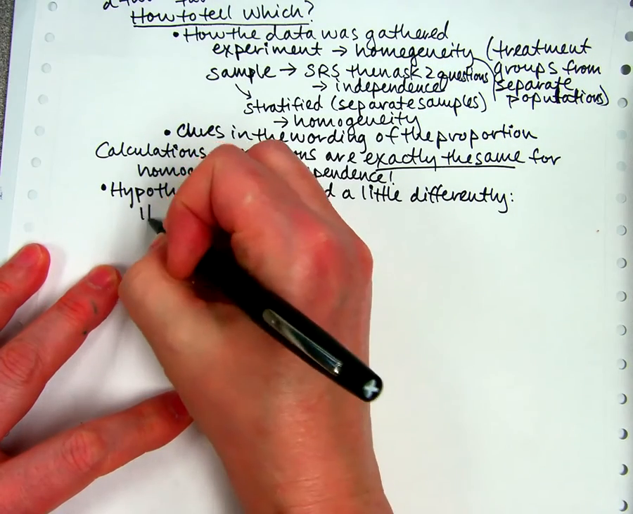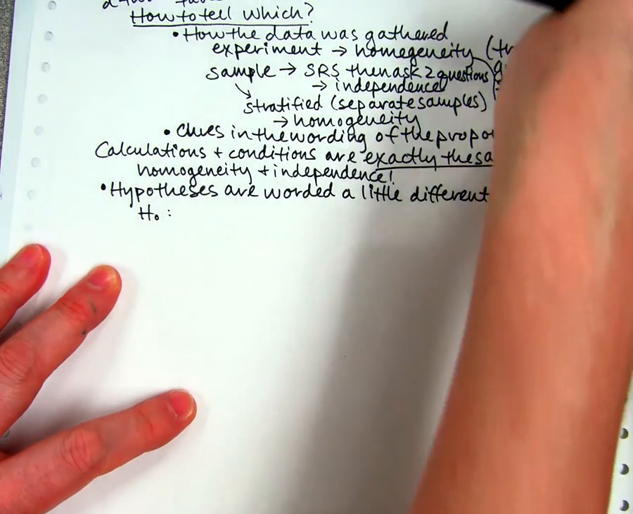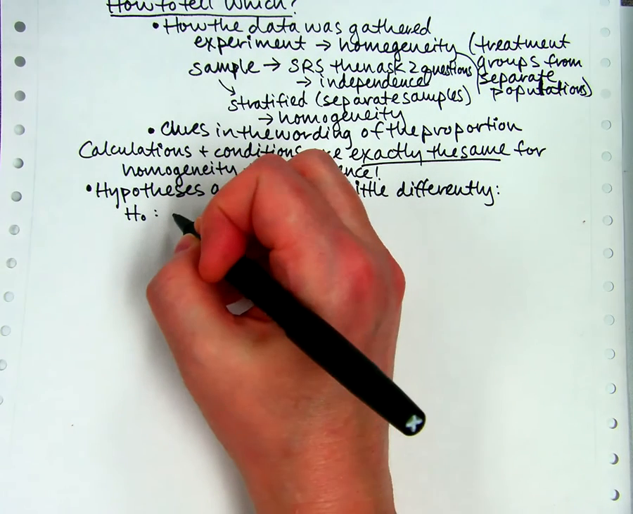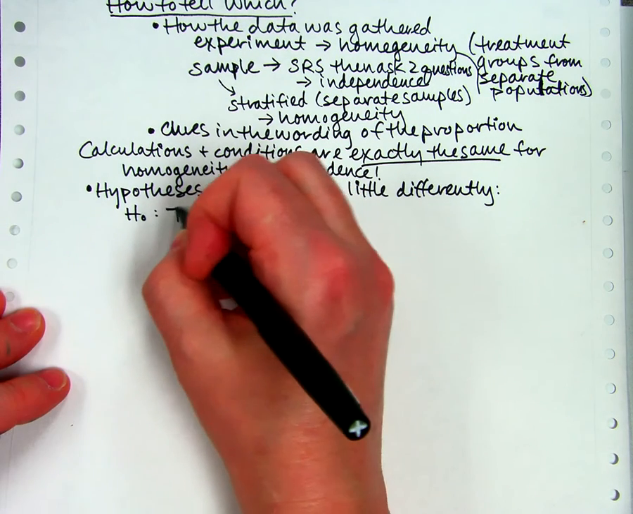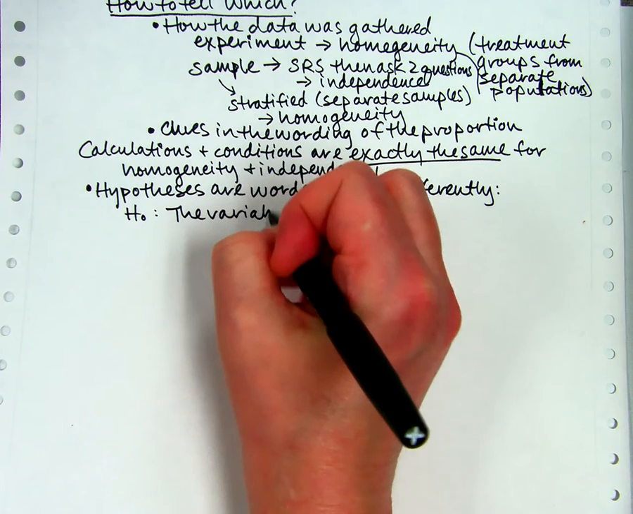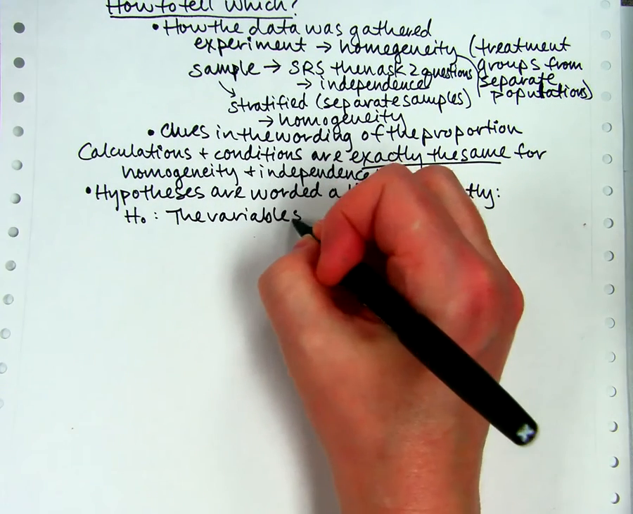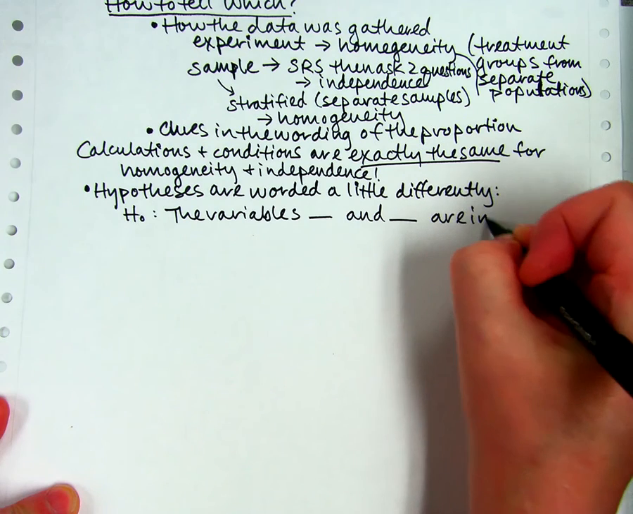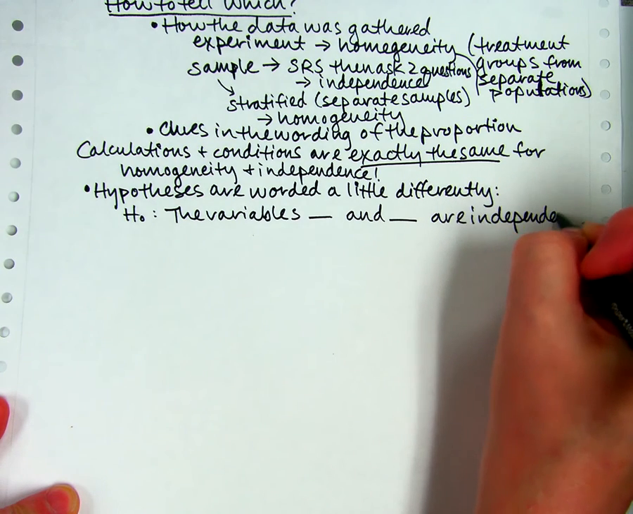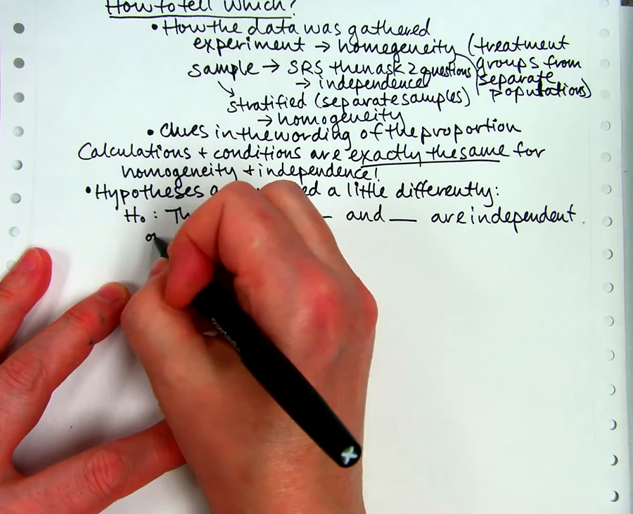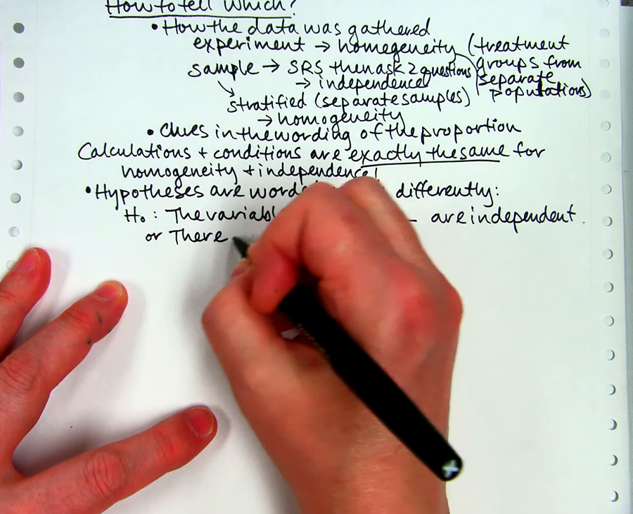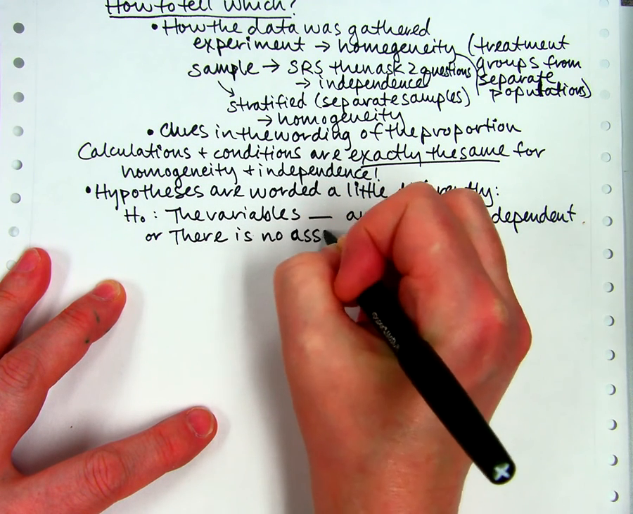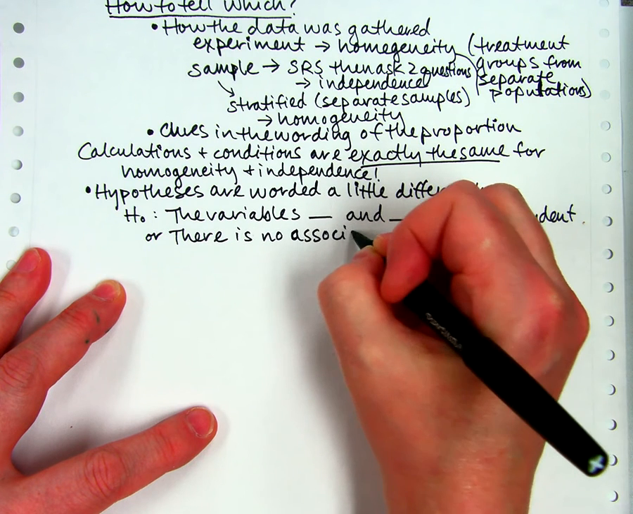So the null, you could either say they're independent or you could say there's no association. I'm going to say it both ways because both ways are right. So you could say the variables, but it's always about your variables instead of about your populations, and that's weird. The variables blank and blank are independent. So independent would be your null, or you could write it as there is no association. I actually kind of prefer the second one. There is no association. It's kind of the same as saying there's no difference between two things.